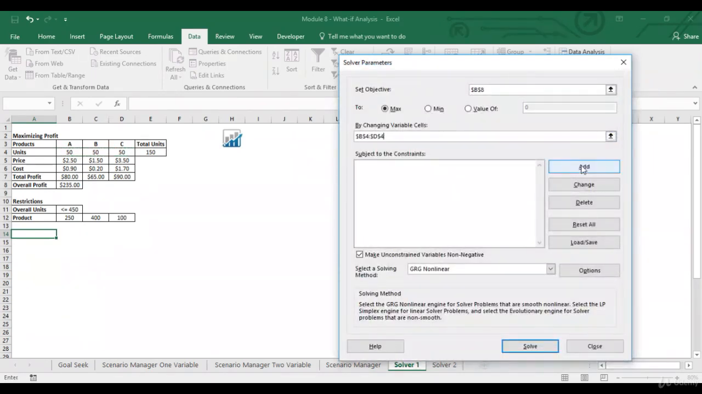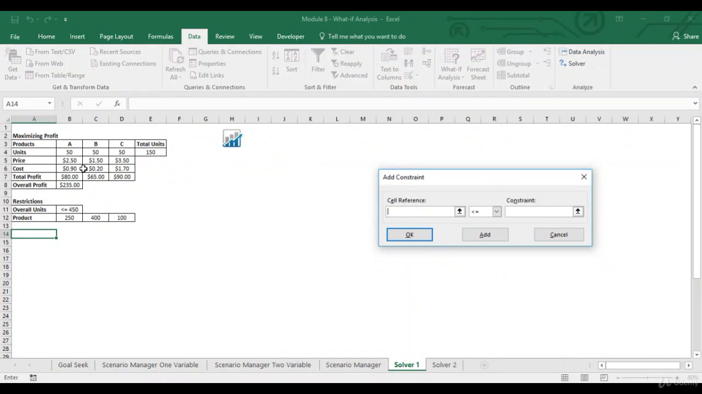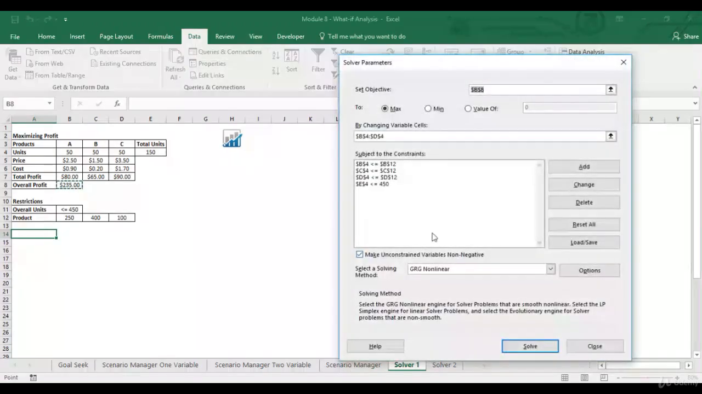Now we'll add the constraints. So add. Now the first constraint will be this, that is the number of units for product A should be less than or equal to this. Add. For product B, this should be less than or equal to 400. Add. For product C, this should be less than or equal to 100. Add. The overall units should be less than or equal to 450. So we've got these four constraints over here, and let this remain as GRG Nonlinear. We'll click on solve.